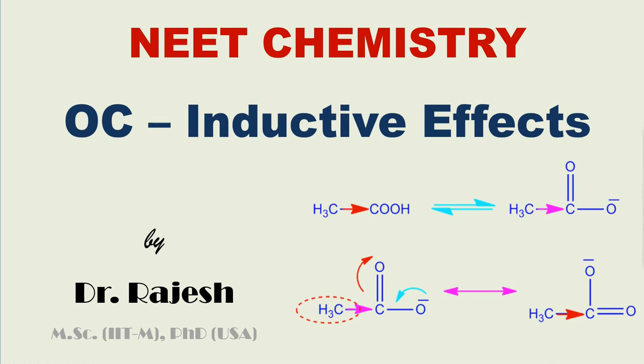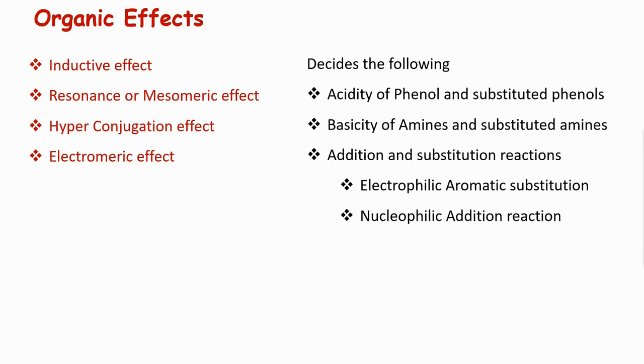Now let's go into it. So when it comes to organic effects for you guys, there are 4 of them that are important. First is inductive that we are going to see in this lecture. The next lecture we are going to see resonance or mesomeric effect. The one after that would be hyperconjugation, and then the last one is electromeric effect.